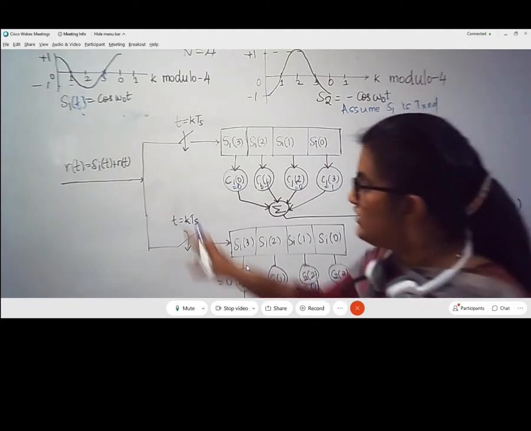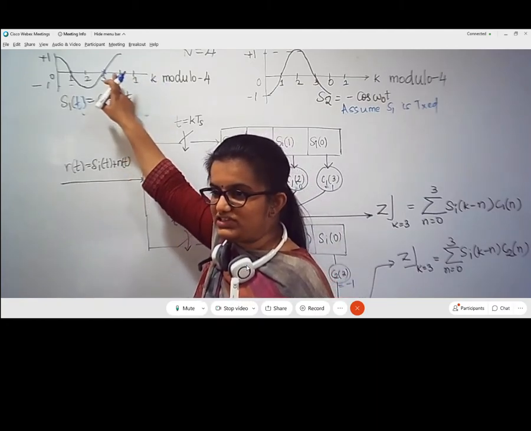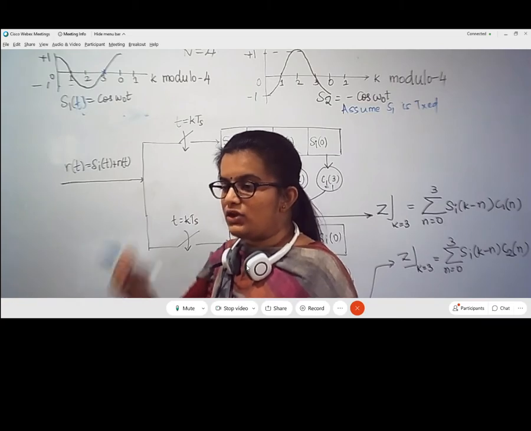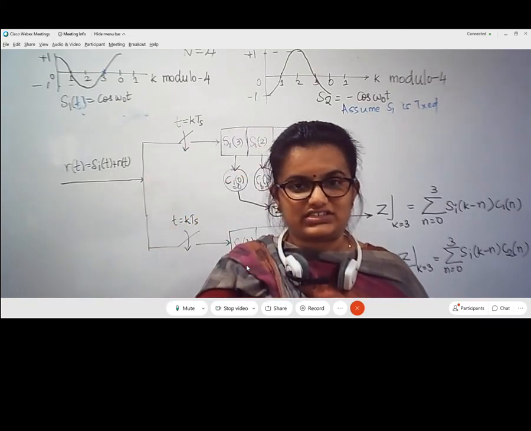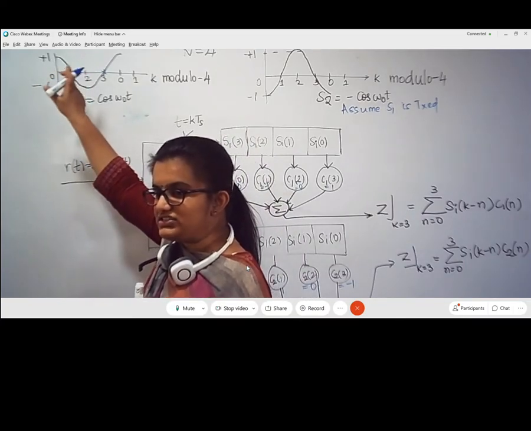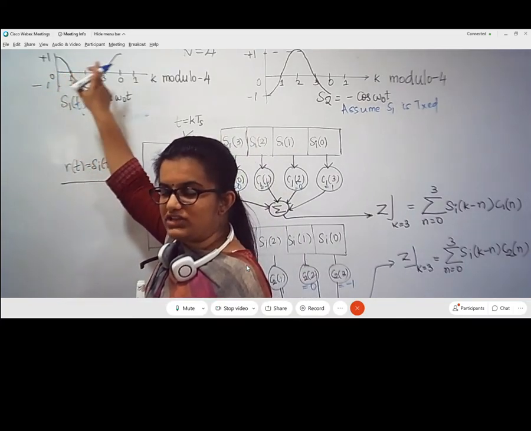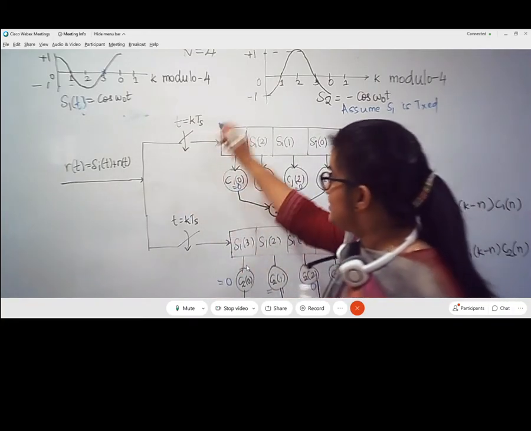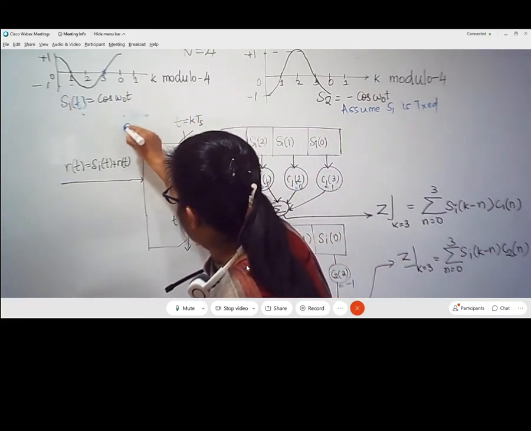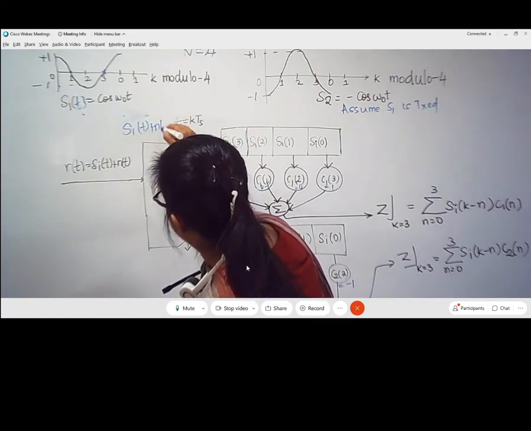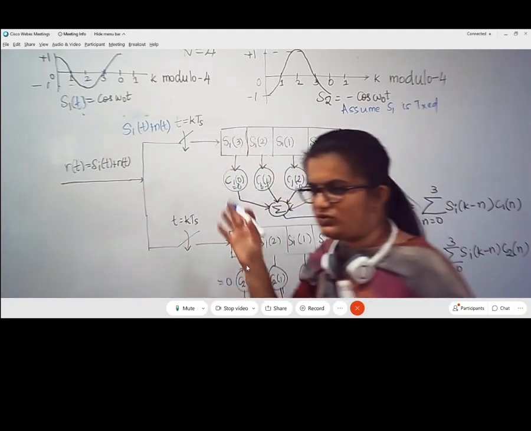It will not wait for the next samples. It will not wait till all the information is collected. Rather, whichever information is collected first will go through the channel. So whatever is there at 0 will go first, then at 1, then at 2, then at 3. Now, when I sample this S1 of T plus N of T, there will be some noise, but I am not worried about noise.